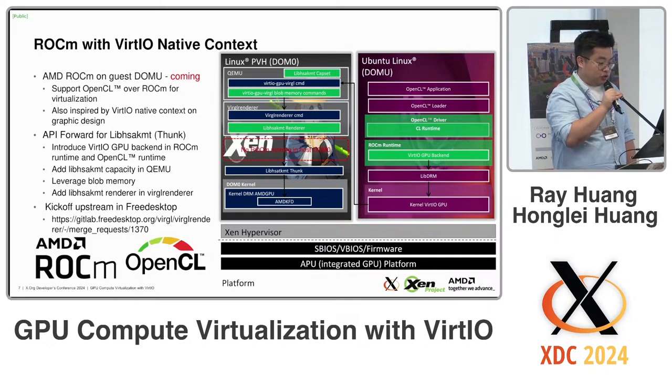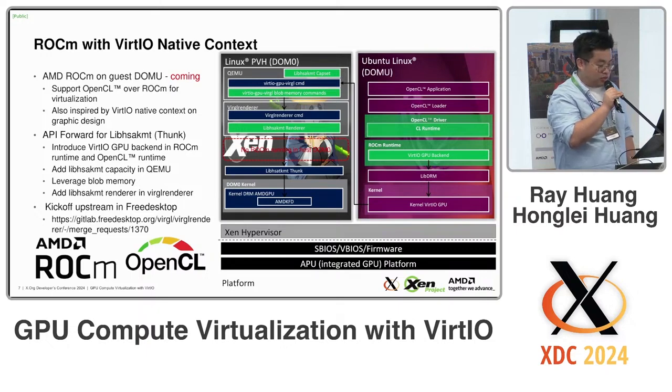So we introduced libsync, and forward libsync instead of libdrm in the virtual render, and also leverage the virtual GPU blob memory commands in QEMU, and also implemented the sync capset in QEMU as well. Then we can go with the virtual GPU bridge to forward the sync API into the Linux guest. And inside the ROCm runtime, we also add the virtual GPU backend to support the upper-level OpenCL driver, like the CL runtime and OpenCL loader, and then we can run OpenCL applications based on the Ubuntu DomU.